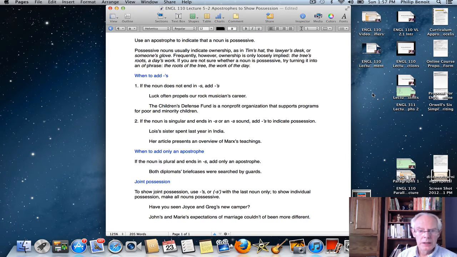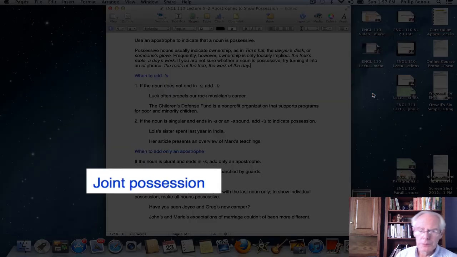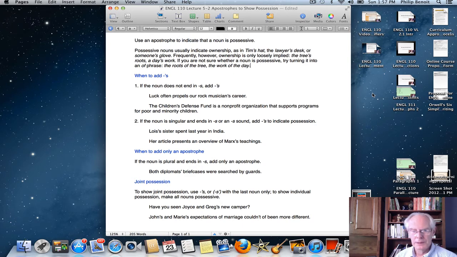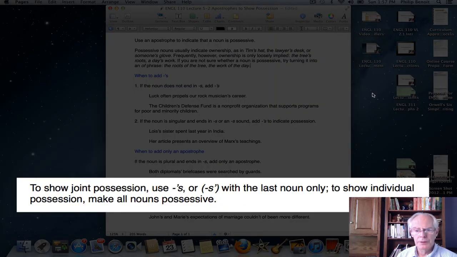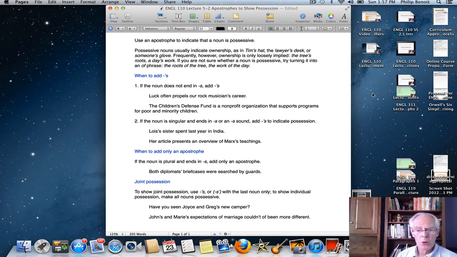Apostrophe, S apostrophe. Okay, now what about joint possession when we have two particular entities who possess something? To show joint possession, use apostrophe S or S apostrophe, depending on which of the rules above applies, with the last noun only. To show individual possession, make all nouns possessive. What do we mean by joint possession or individual possession? Joint possession would be they both own something together.